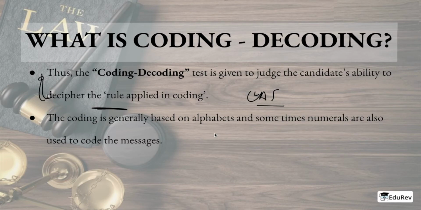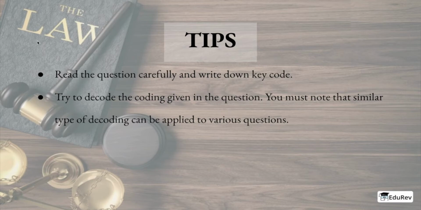Now, there are a few tips which will help in solving coding decoding questions. So, let's know what they are. The first is to read the question carefully and write down the key codes. You need to write down all the hints or any kind of code which you can find. Next, you need to try to decode the coding given in the question, and for that, you must note that a similar type of decoding can be applied to various questions as well.